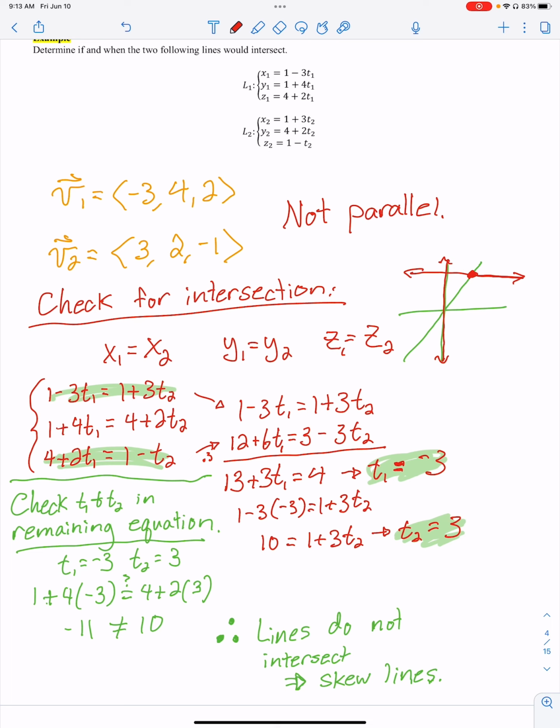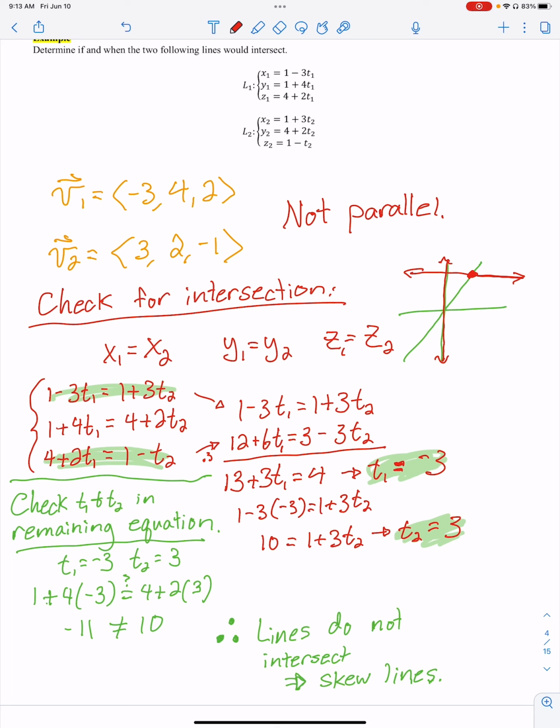So when showing 2 lines intersect, we would check parallel. And if they're parallel, then we stop. They don't intersect. Once we determine they're not parallel, we check for intersection by setting all our x's and y's equal. We solve then using only 2 equations. We solve for T1 and T2. Then we have to, that only solved in this case for x and z. So we had to check for y in the remaining.